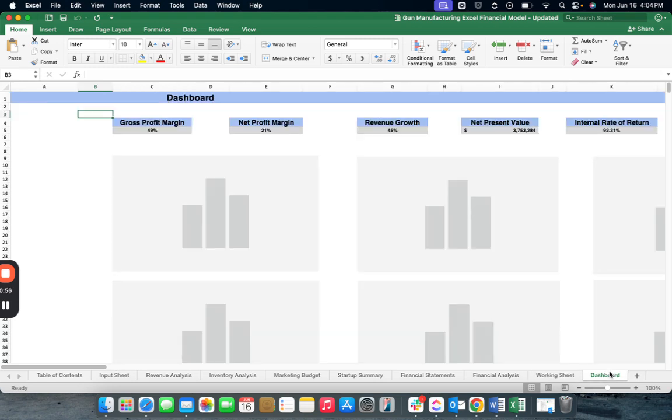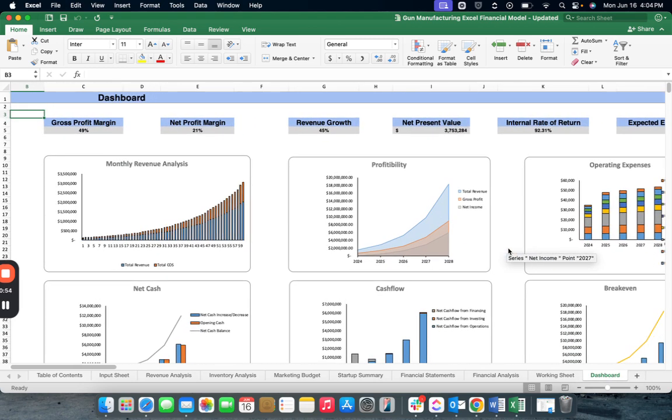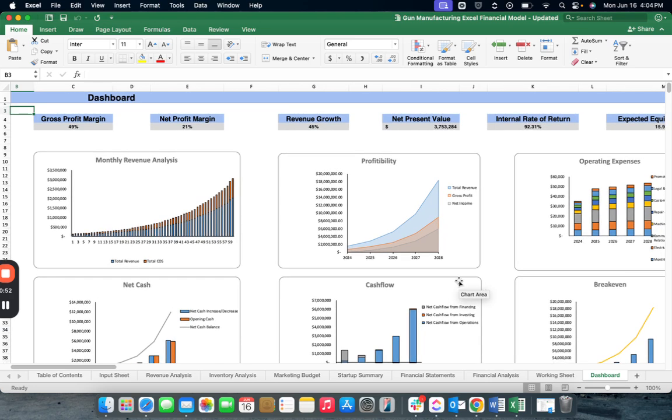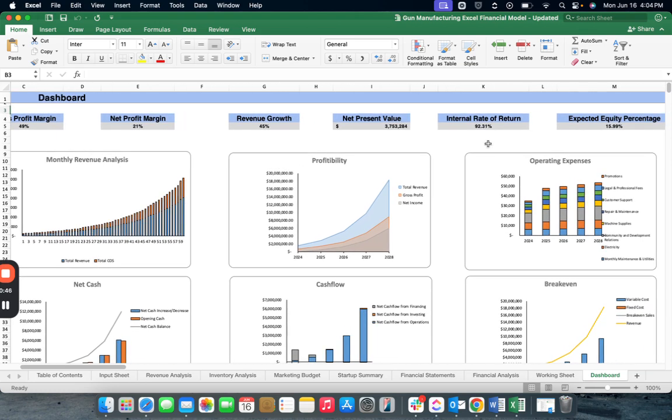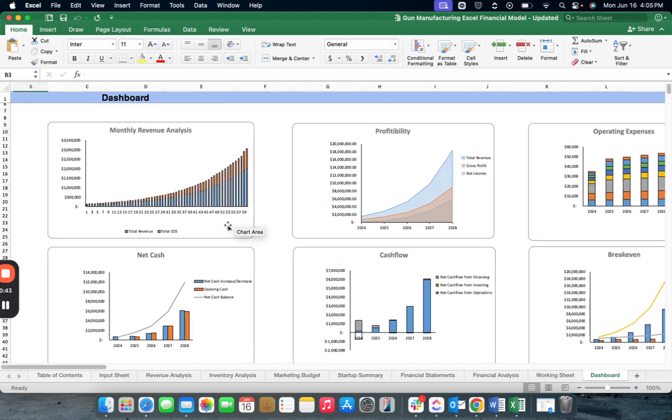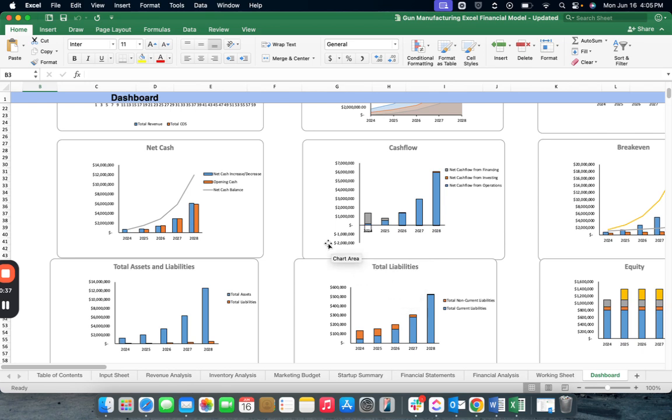Coming towards the dashboard, it's the overview of the whole financial model, which shows a summary of the GP margin and NP margin, revenue growth, NPV, IRR, and expected equity percentage. And we have graphs showing net cash, monthly revenue analysis, profitability, cash flow, break even, and operating expenses. We also have total assets, liabilities, and equity.